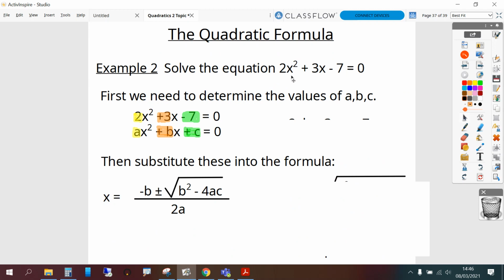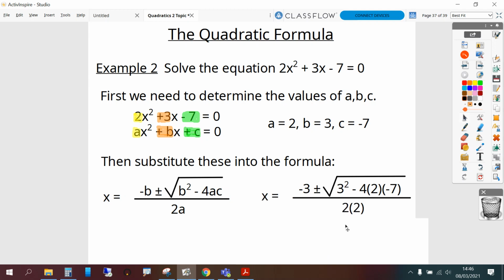Example 2, solve the equation 2x squared plus 3x minus 7 equals 0. So again, it's already equal to 0, so there's no need to rearrange. And we can see that a is 2, b is 3, c is negative 7. Then substitute these into the formula. b is negative 3, so it's minus 3, plus or minus 3 squared, take away 4 times 2 times negative 7. So this time, what we need to be careful of is we've got a negative and then another negative there.